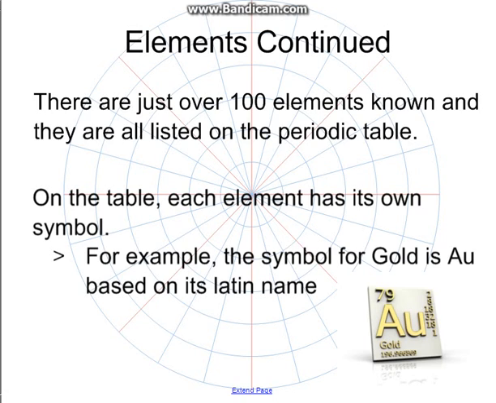So when you look at the periodic table and I ask you to find, let's say, tin, that doesn't mean you're looking for Ti or Tn. In fact, it means you're looking for Sn. So sometimes the abbreviations or the symbols for elements won't always make sense to you, but they're usually based on their Latin names.